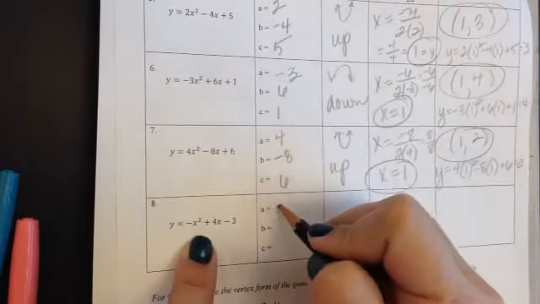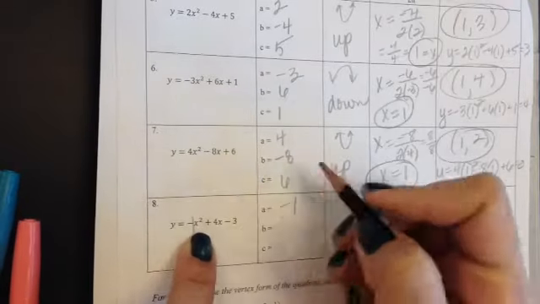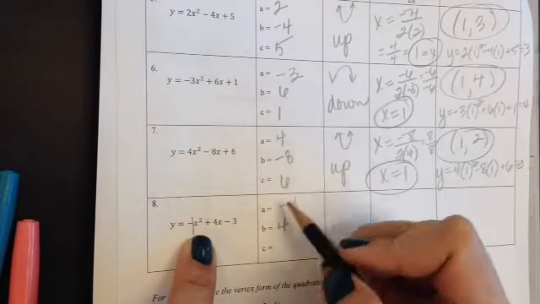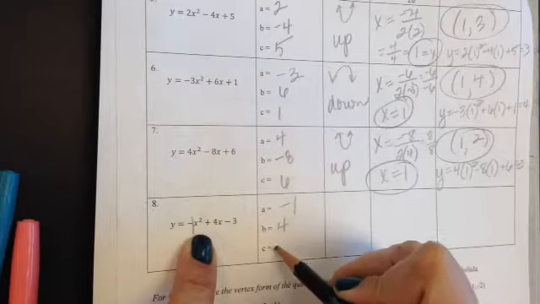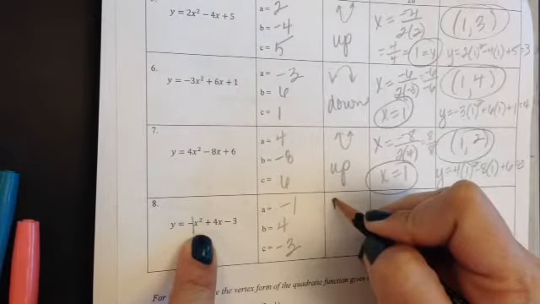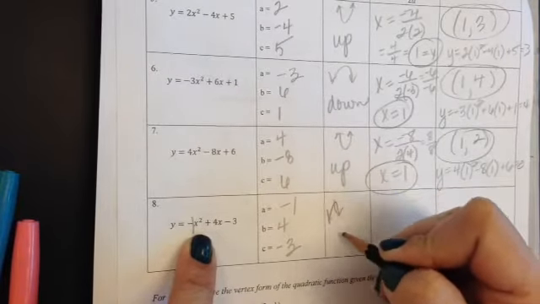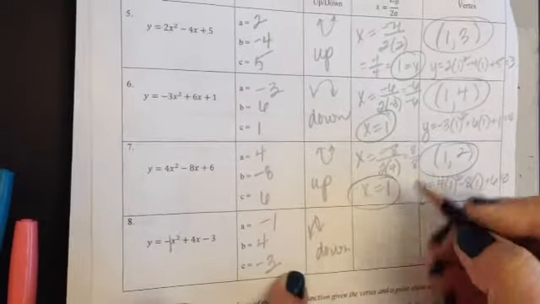I'm going to move on and finish up number 8. A is -1, B is 4, C is -3. This parabola is going to open down with that negative A value. It's going to open down.